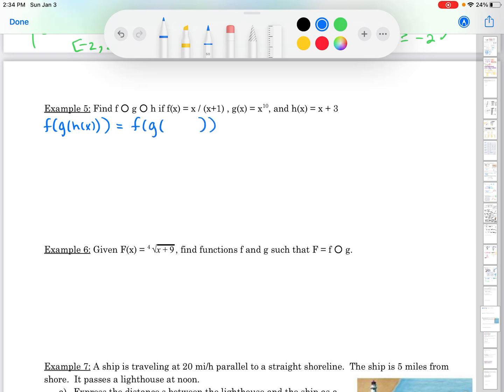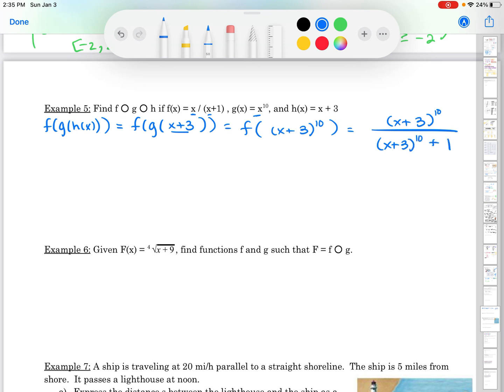So h of x is x plus 3. And then we're going to take that x plus 3 and put it in place of the x here. So that's going to give us f of x plus 3 to the 10th power. Yikes. And then we're going to take that and put it in place of the x's here. So that's going to give us a fraction. That first x becomes x plus 3 to the 10th. And then the bottom becomes x plus 3 to the 10th plus 1.